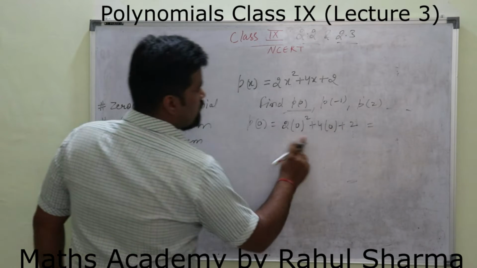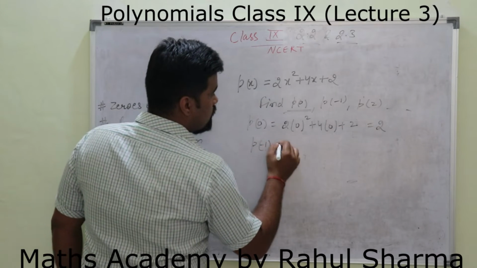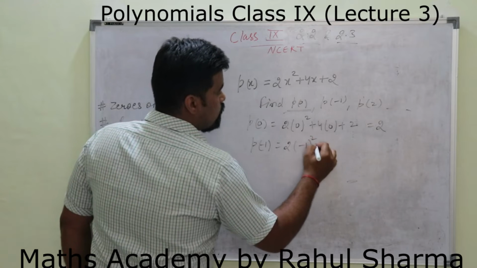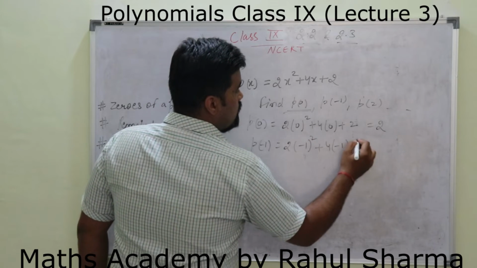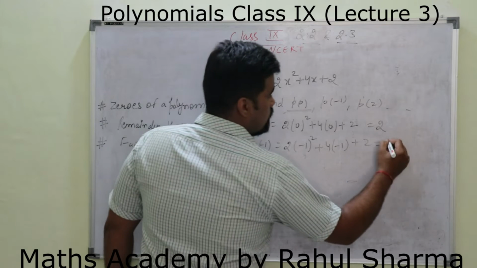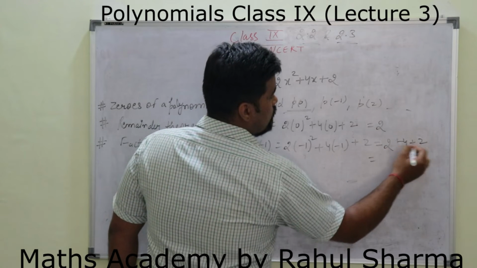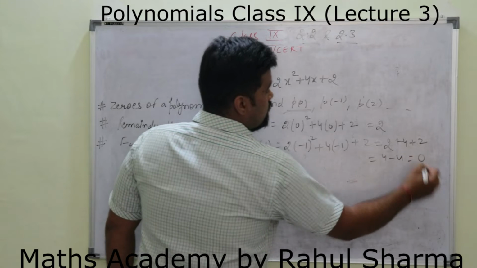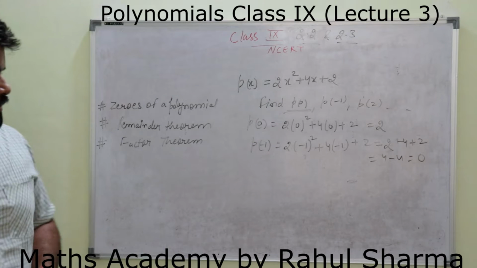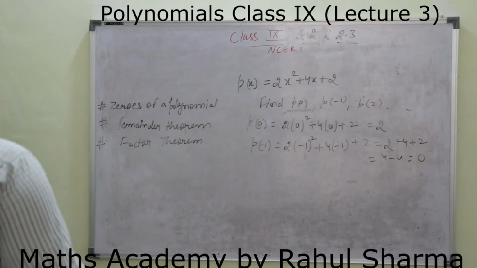So it is clearly 2. p(minus 1) is equal to 2 into minus 1 square, minus 4 into minus 1 plus 2. Minus 1 square is 1, so it is 2 minus 4 plus 2. So it is 4 minus 4, it is 0. So at x is equal to minus 1, this polynomial has a value which is 0.